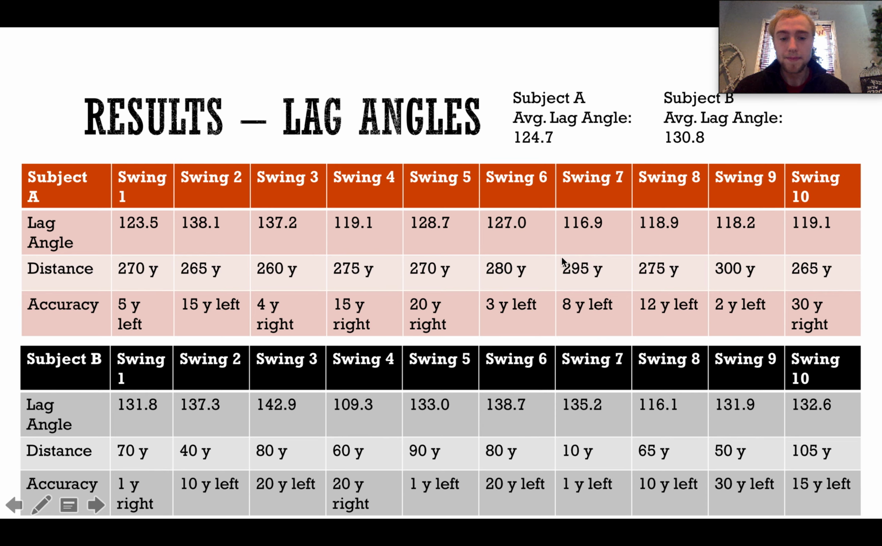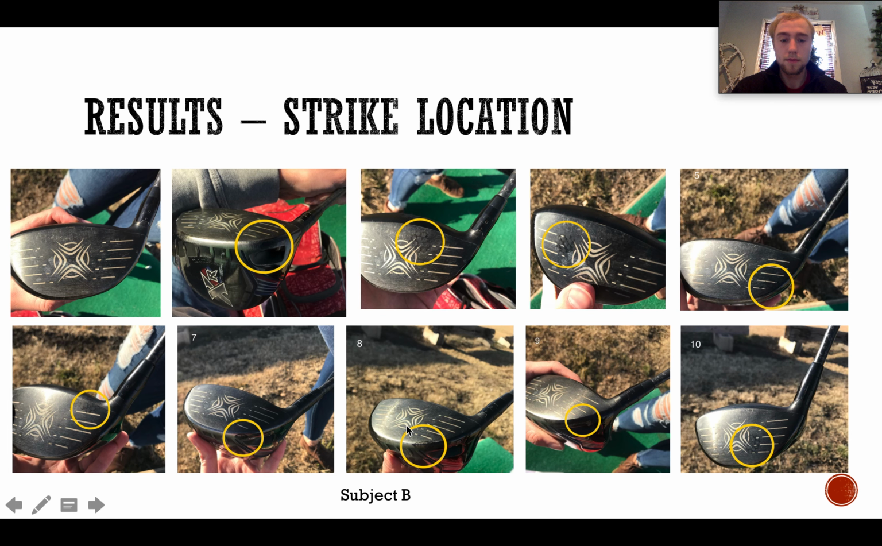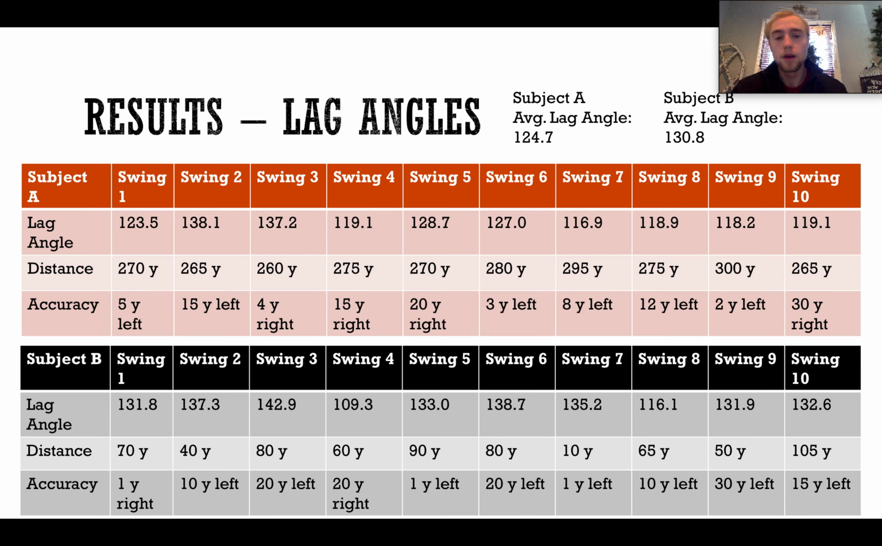And then her worst lag angle was swing 3, which was 142.9 degrees of lag, which is significantly less than swing 4, and it went further. So 80 yards total and 20 yards to the left. And as we can see here, swing 3, she hit it much better on the face. It was a little bit high, but a much better location, which gave her that 20 yards extra.